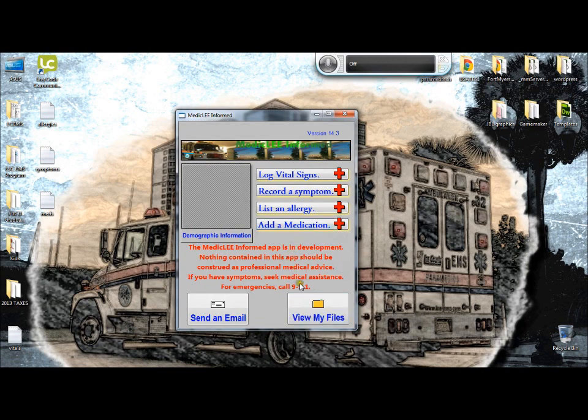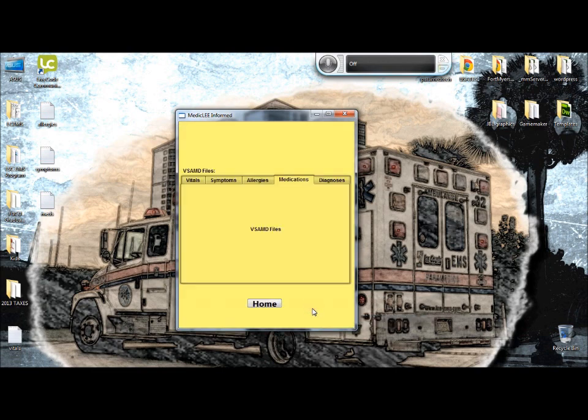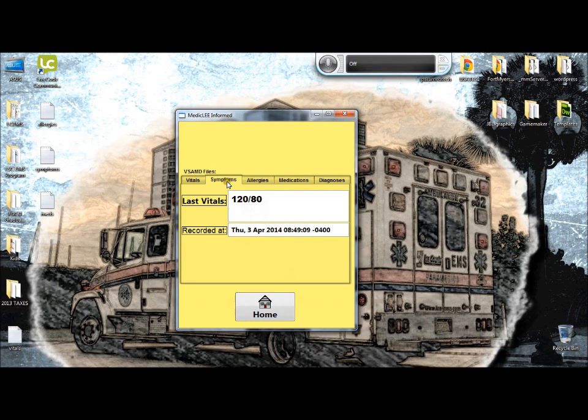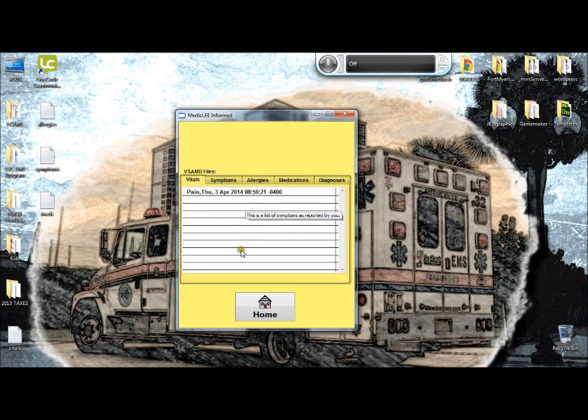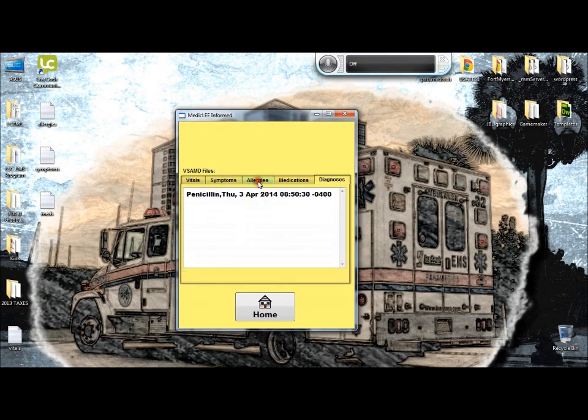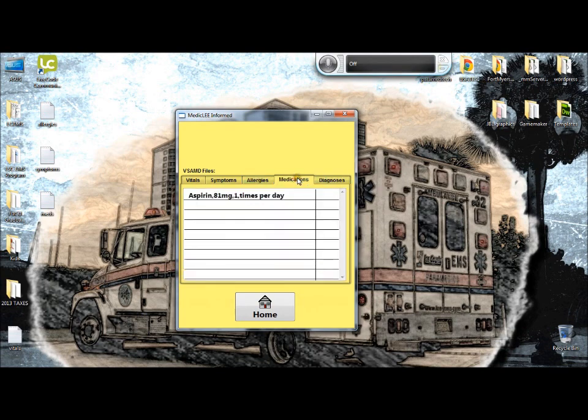And then if somebody needs to go in here, and this is where it's going to help providers gain an education as to somebody's medical history. You see the vitals we recorded are in there, along with a timestamp. If we come over to symptoms, and keep a list of the patient's symptoms, allergies, and the medications that we recorded. So everything's very easy to locate.